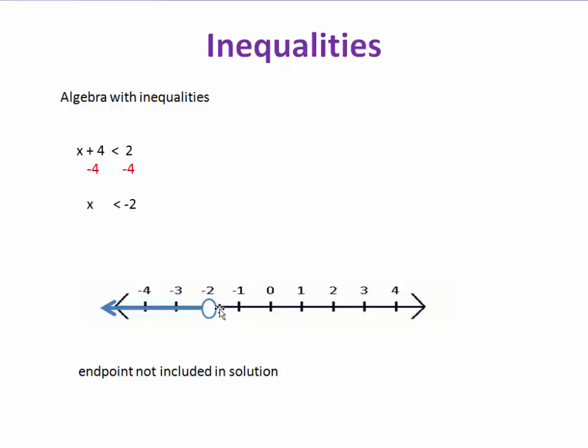When we draw on our number line, the end point is not included. There's no equals here. So we have a hollow circle or a circle with a dot in the middle, and then these are the solutions to the left of the circle.